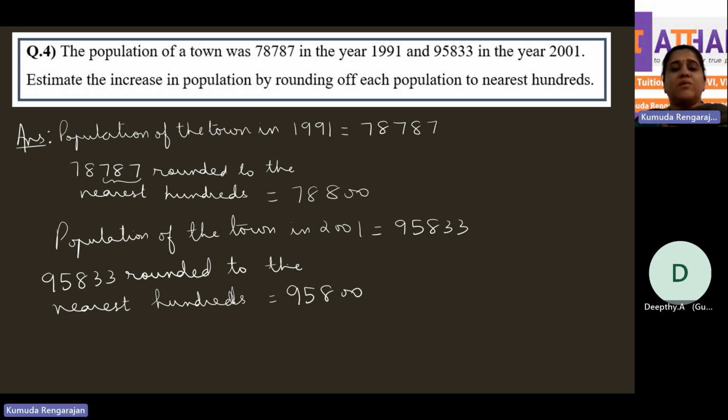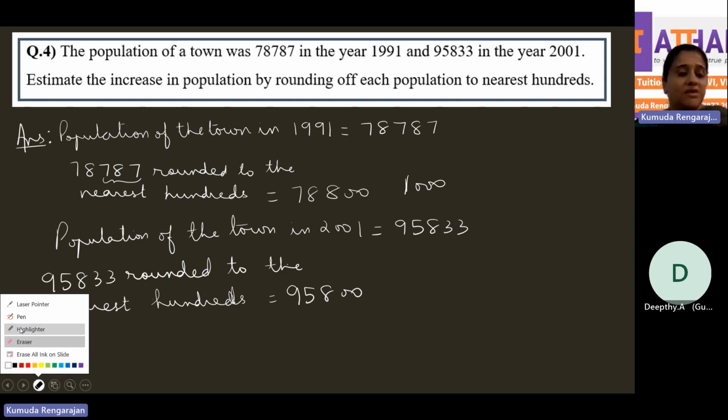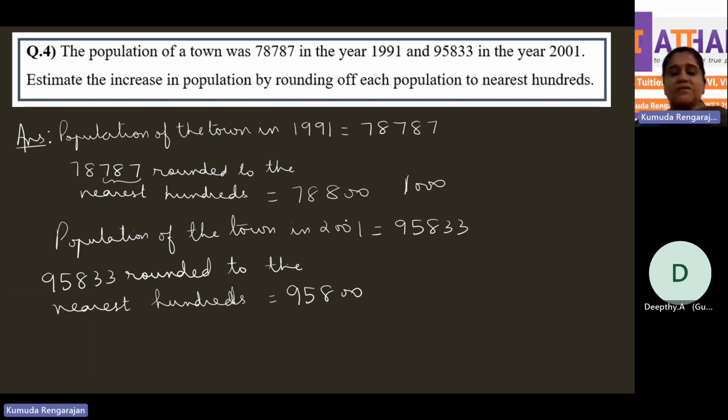Now estimate the increase in population. What is the increase in population? Supposing the population was 1,000 and now it is 2,000. How much is the increase? 1,000 is the increase. Supposing now it is 3,000. What is the increase? 2,000. Supposing now the population is 4,000. 3,000 is the increase. So what are you doing? You're subtracting. The bigger number, since it has increased. So the bigger number is 95,800 minus 78,800.